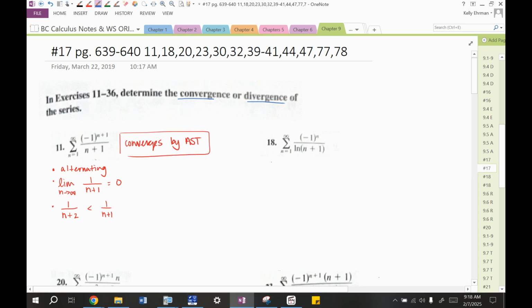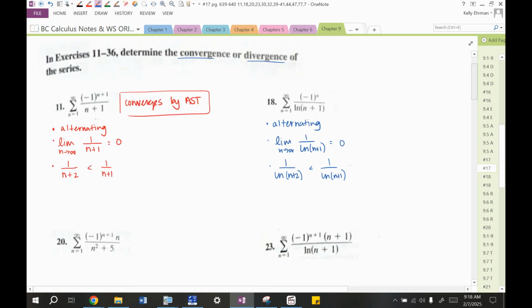All right, same thing on number 18. It's true that negative 1 to the n will make this alternating. The limit as n approaches infinity of 1 over ln n plus 1. This is bottom heavy again, so that limit is 0. And I want to show that it's decreasing, so I plug in n plus 1, I get ln of n plus 2. That would be smaller than 1 over ln of n plus 1, because a larger denominator gives you a smaller fraction overall. So all three of the requirements are true, so this converges by AST.